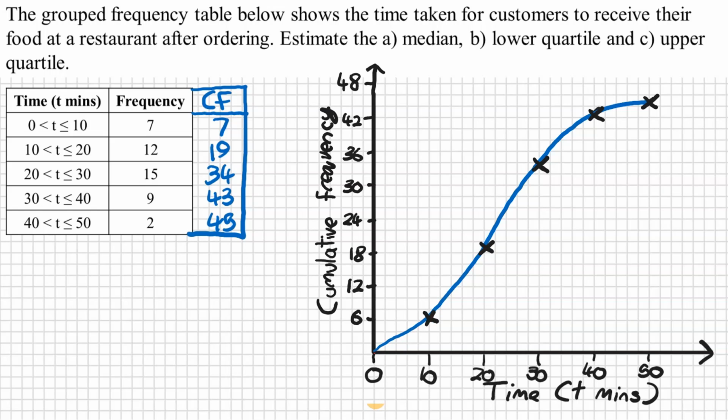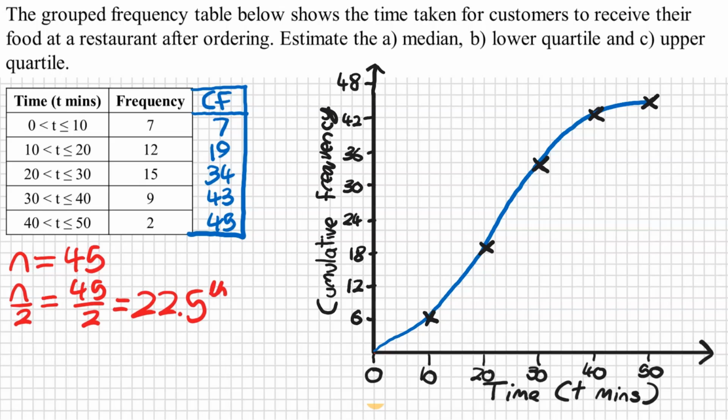Okay, so the total number of data points is 45, so n is equal to 45. As we talked about in the interpolation video, to find the median we need to find n over 2, so this is going to be 45 over 2, which is 22.5. So this is the data value that we're looking for. We're looking for the 22.5th value, okay?